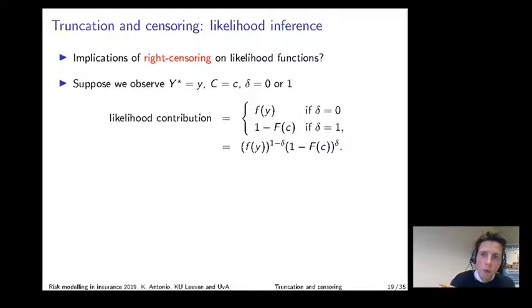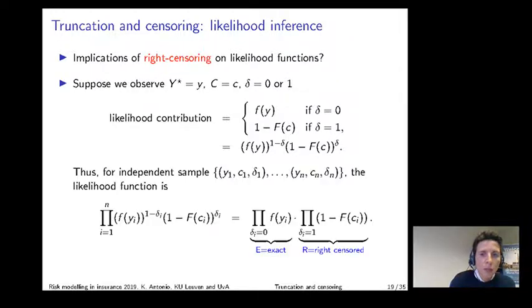Now, putting this all together, the likelihood of an independent sample with n observations can be written as follows, what you see here at the bottom of the sheet. Rearranging the terms then shows that you have density contributions for the fully observed or the exact data on the one hand, and survival contributions for the right censored data on the other hand.